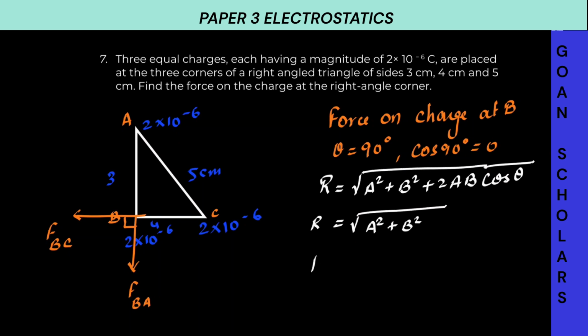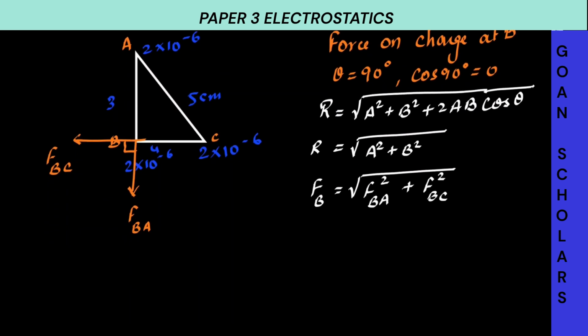So net force, we will make use of this. Net force on B will be equal to root under (force on B due to A) square plus (force on B due to C) square. Let's figure out the values of FBA and FBC. FBA, the force on B due to A, will be K into Q1, which is 2 into 10 to the power minus 6, into Q2, 2 into 10 to the power minus 6, divided by the separation squared. The separation is 3 centimeters, so 3 centimeters square is 9, and converting to meter square, 10 to the power minus 4. I hope this is clear.